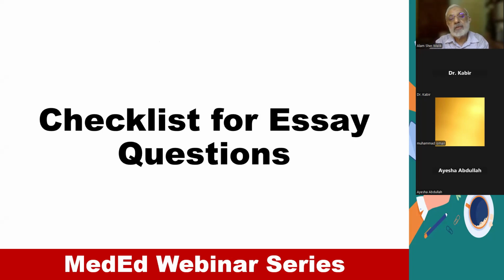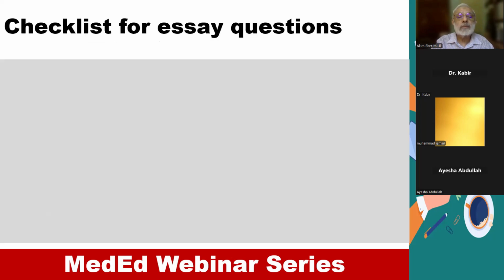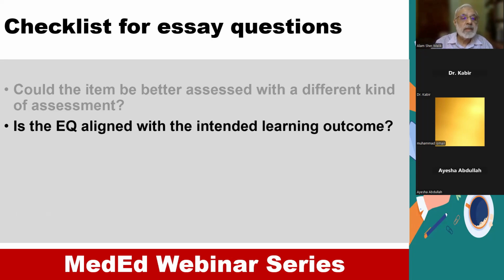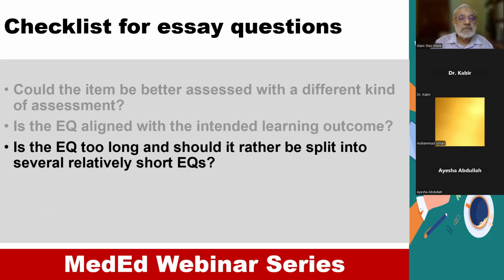Right, so once we have prepared an essay question, there is a quick checklist we should use to assess the question. First, could the item be better assessed with a different kind of assessment? So we have to see that the essay type of question is the best way to assess that area. If not, it should be assessed by other methods. Is the essay question aligned with the intended learning outcomes? Is the essay question too long and should be rather split into several relatively short essay questions?